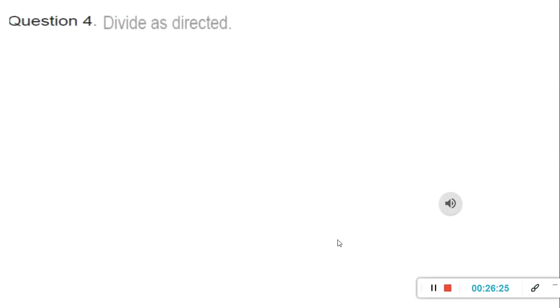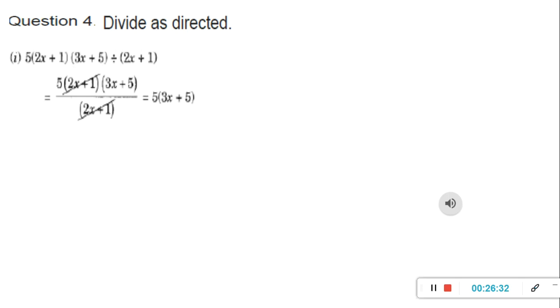Now question number 4. Divide as directed. Okay, we can cut directly and divide it. So first question, 5 into 2x plus 1 into 3x plus 5 divided by 2x plus 1. This question we already solved in example, right? So 2x plus 1 is common there, numerator and denominator. So we can cancel that. Then what is remaining out? 5 into 3x plus 5. That is our answer.